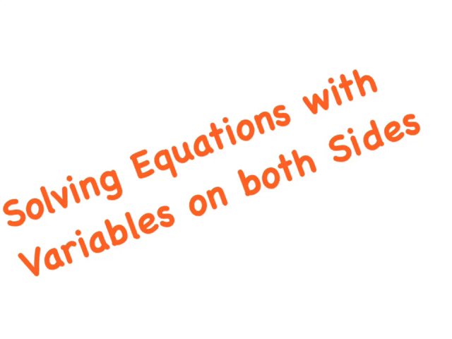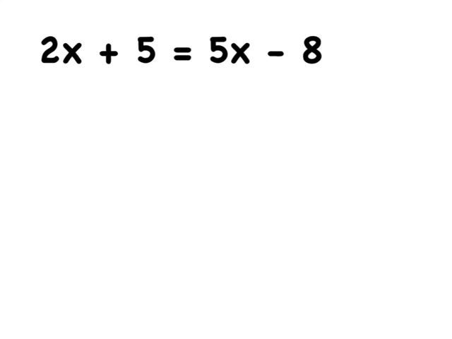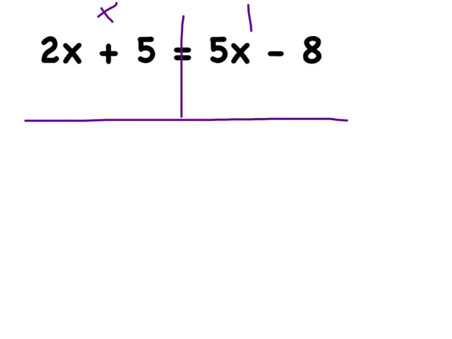We're going to talk about solving equations with variables on both sides. So just like we did before, we draw our t, and we have an x side and a number side. Since there's x's and numbers on both sides, you can pick either one. So we want all of our x's on the left side. So let's get rid of any x's that aren't on that side.